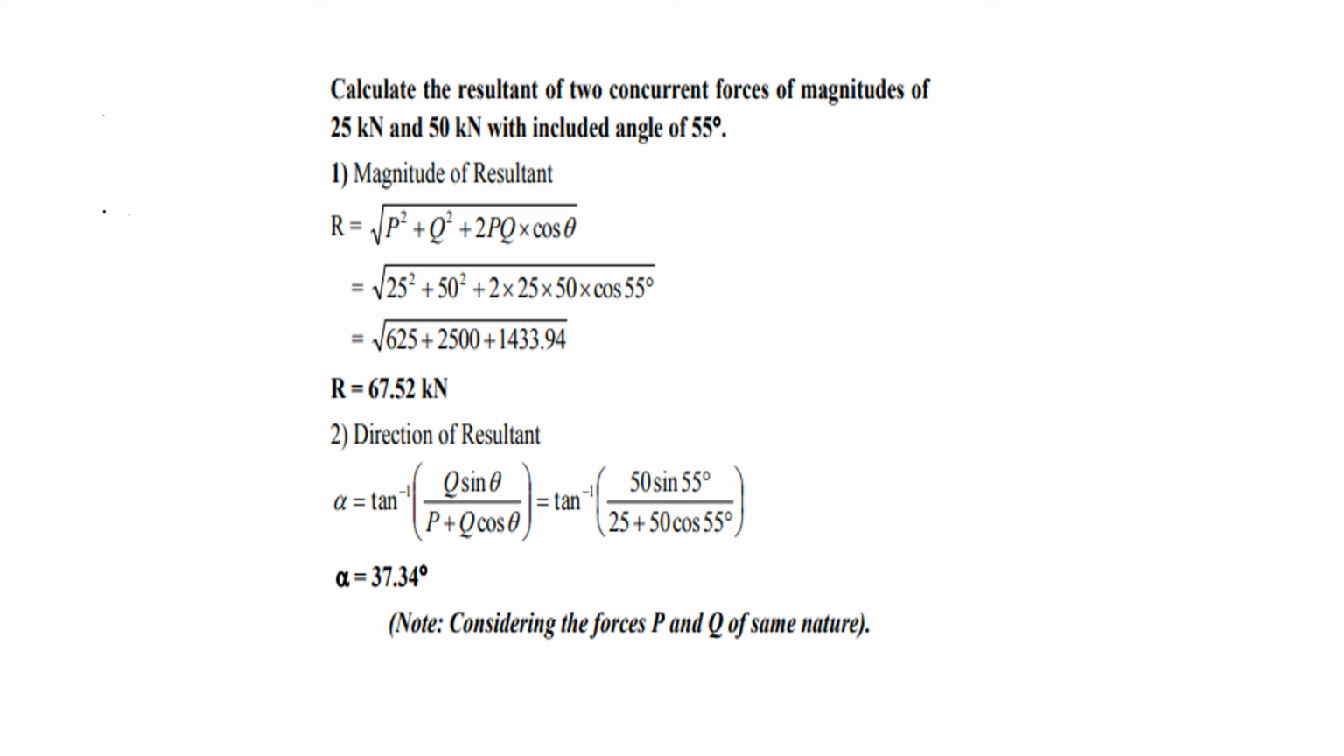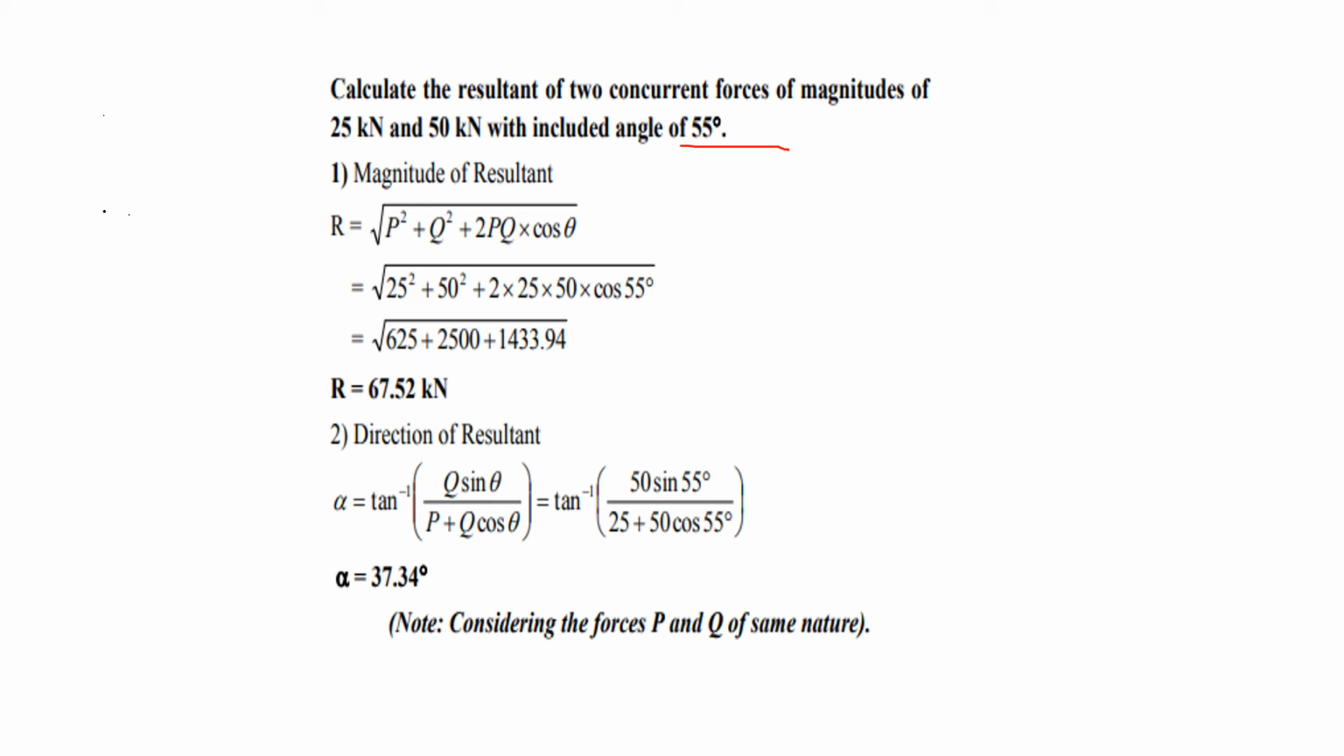Next example we will see: calculate the resultant of two concurrent forces of magnitudes 25 kilonewton and 50 kilonewton, and the angle is given as 55 degree. So the formula for magnitude of resultant is R is equals to under root of P square plus Q square plus 2PQ into cos theta. After adding the values and solving, we will get resultant as 67.52 kilonewton.